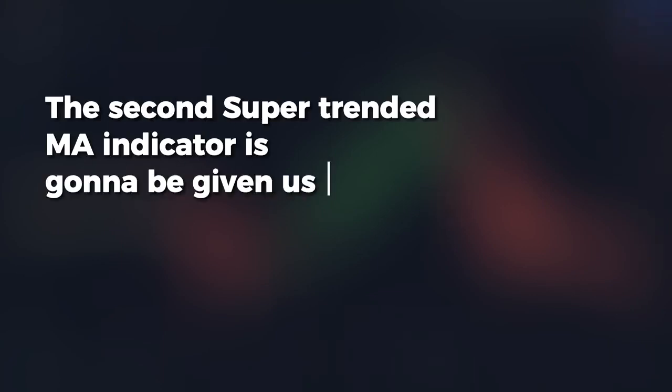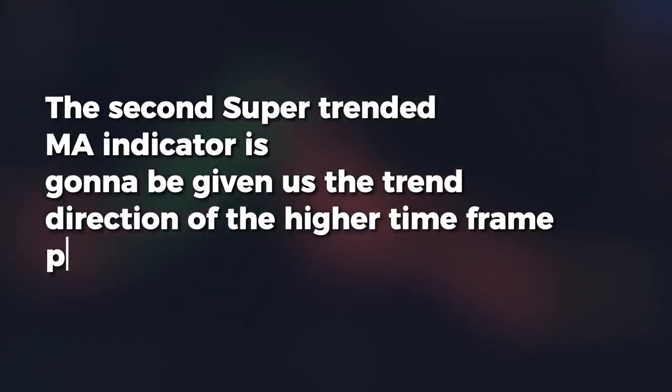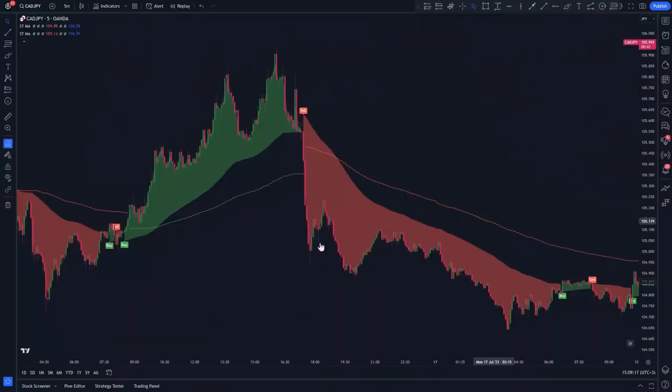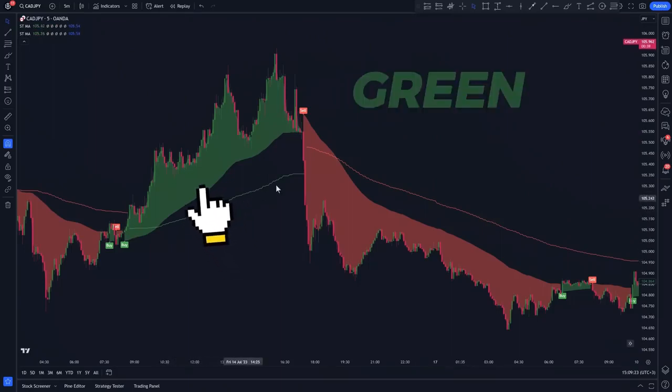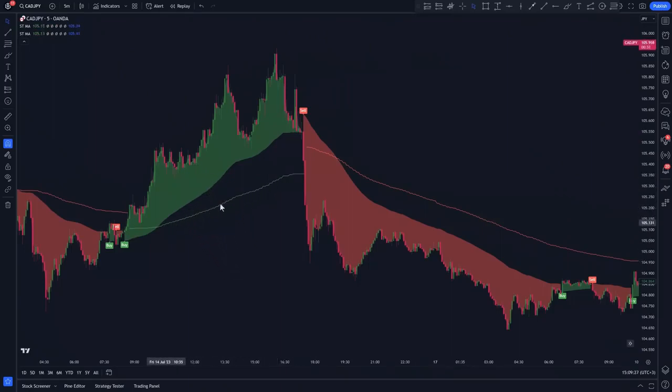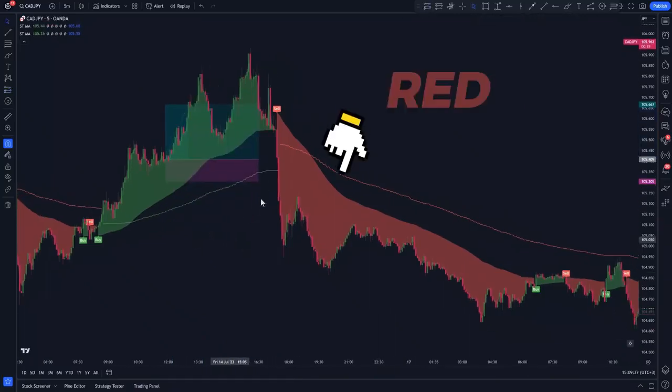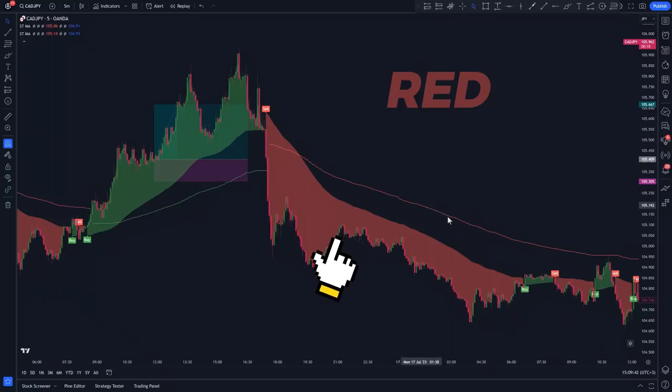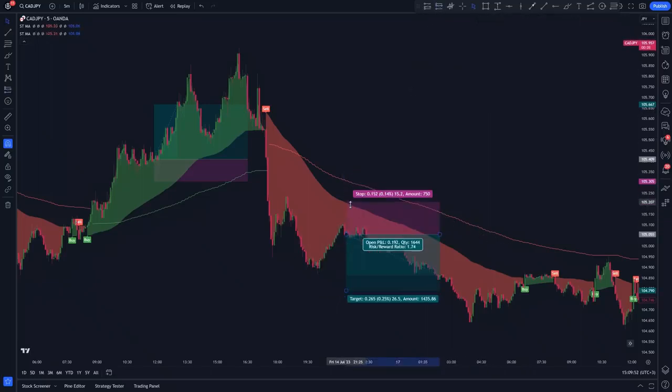Now, this second Supertrend moving average is going to be giving us the trend direction of the higher time frame price action. Whenever it's colored green and the price is trading above it, that is a bullish trend, and we're going to be looking to take only long trades. Conversely, whenever it's colored red and the price is trading below it, that indicates a bearish trend, and we're going to be looking to take only short trades.